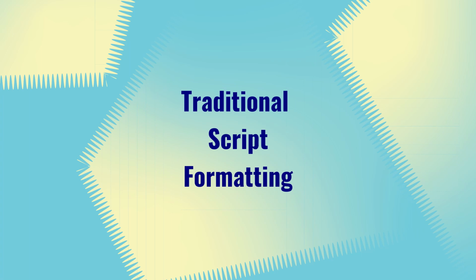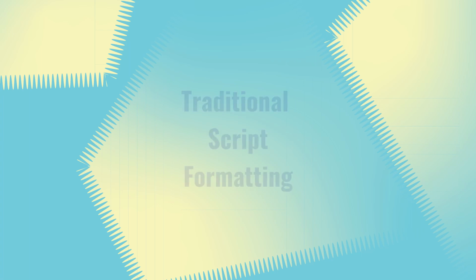How to lay out a traditional script. In this, we're going to look at 4 aspects. Number 1 is the slug line. This happens at the start of a scene and it is broken into 3 parts. The first part is internal or external, where the scene's happening. The second part is where the scene is set.